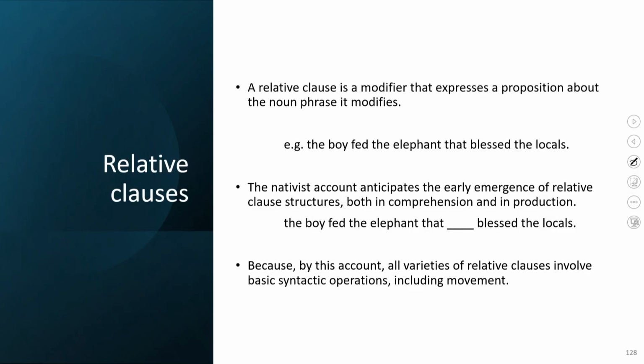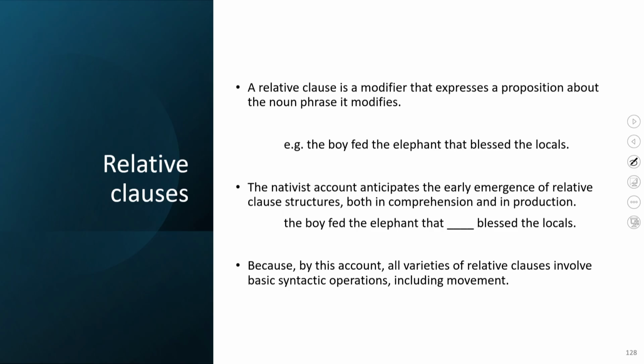Relative clause is a modifier that expresses a proposition about the noun phrase it modifies. So, the boy fed the elephant that blessed the locals. This is something a very common sight in some of the Indian states, be it Assam or Kerala, where elephants are seen blessing the local people. So, the boy fed the elephant that blessed the locals. So, this is the relative clause for us.